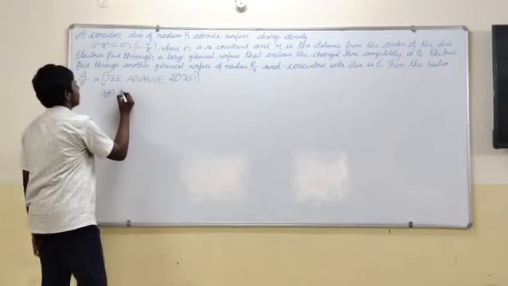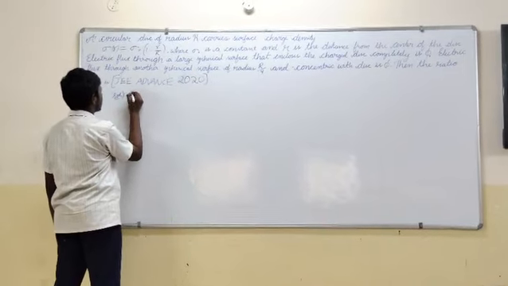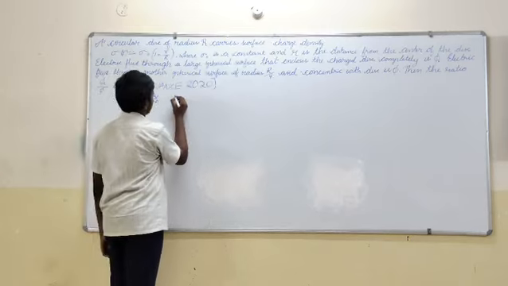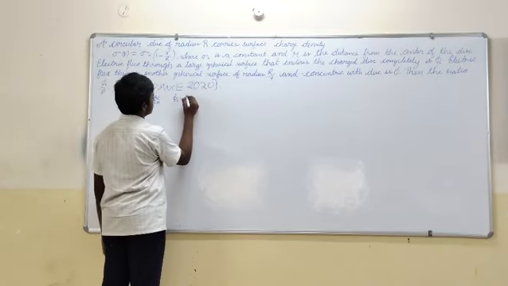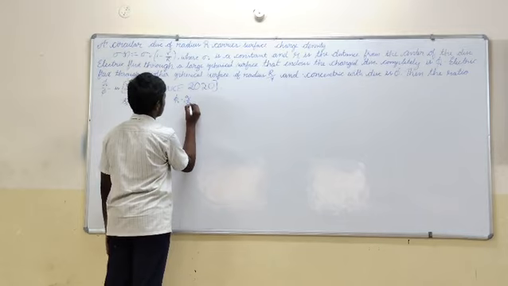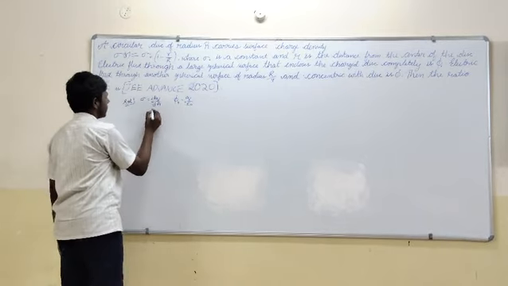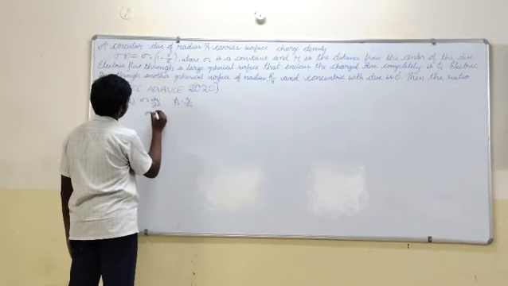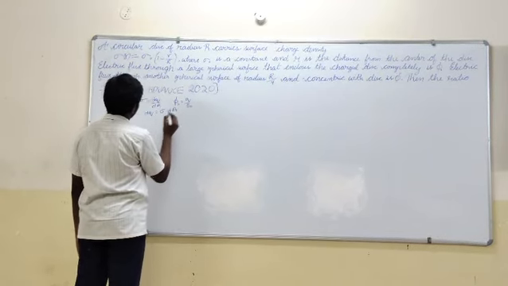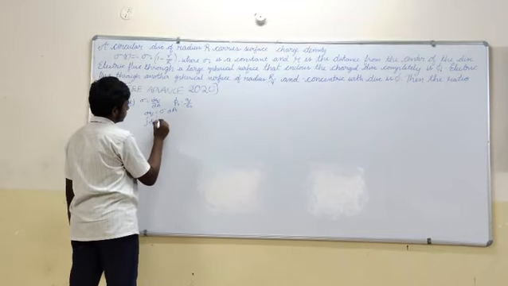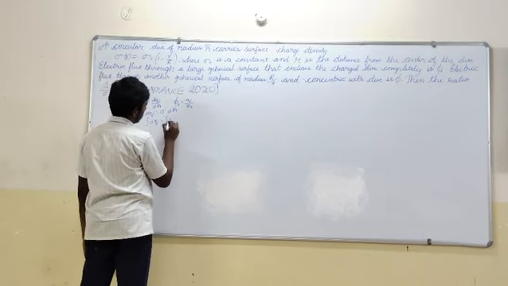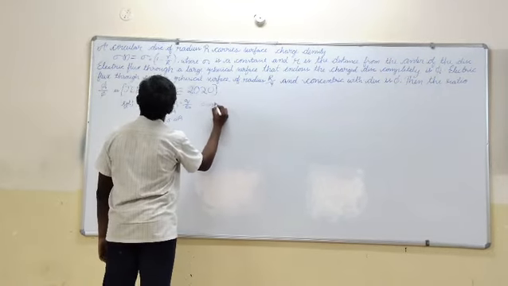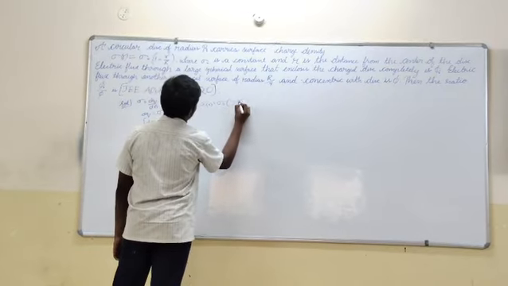Let's solve the question. We know that sigma is equal to dq by dA, and electric flux phi naught is equal to q by epsilon naught. So dq is equal to sigma into dA. Integrating on both sides. They have given sigma of r is equal to sigma naught into 1 minus r by R.